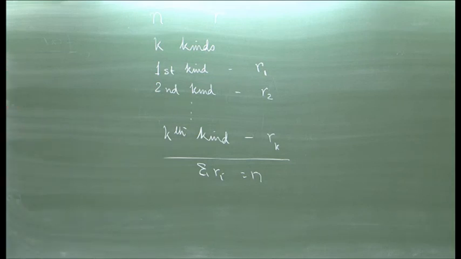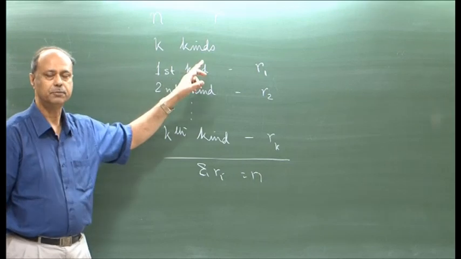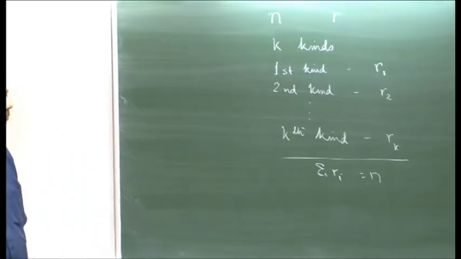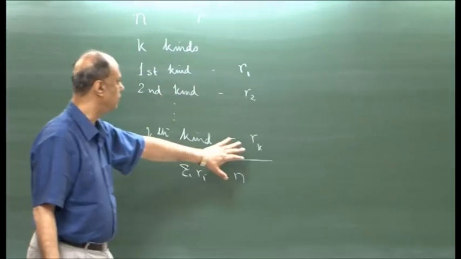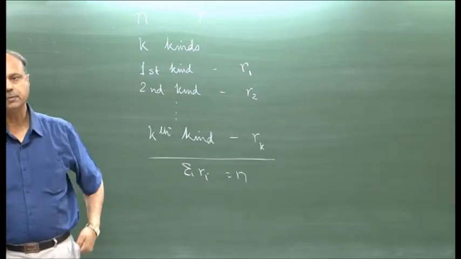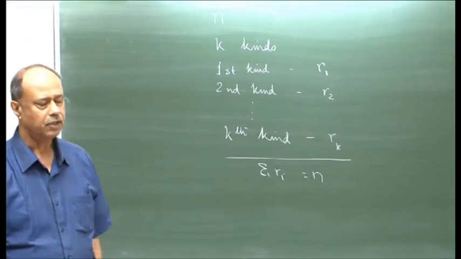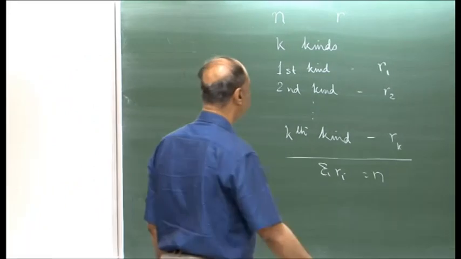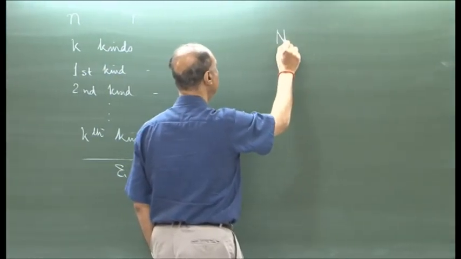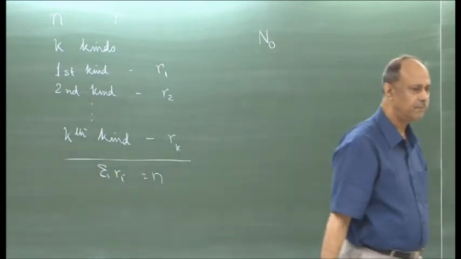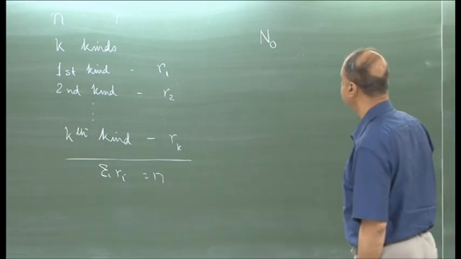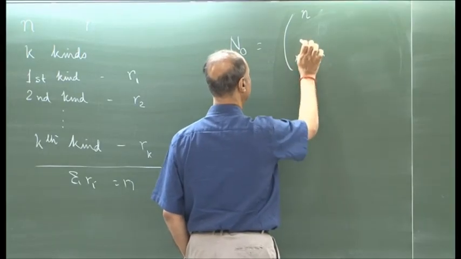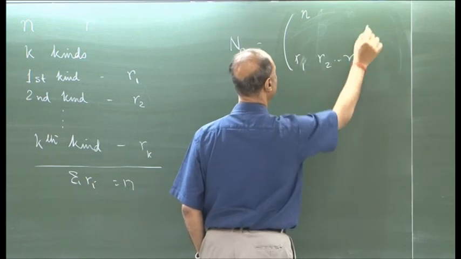So what is given? There are n objects. The objects are not distinct. The objects are of k kinds: first kind R1 elements, second kind R2 elements, and kth kind Rk elements. So the total R1 plus R2 plus Rk must be equal to N. Now you have to make the arrangements of r elements out of these N elements, so that if N0 is the total number of such permutations, then I can write a different notation, N0 with R1, R2, Rn.